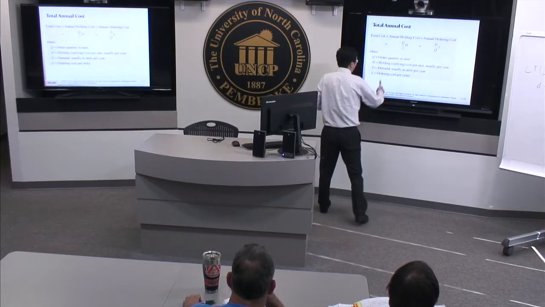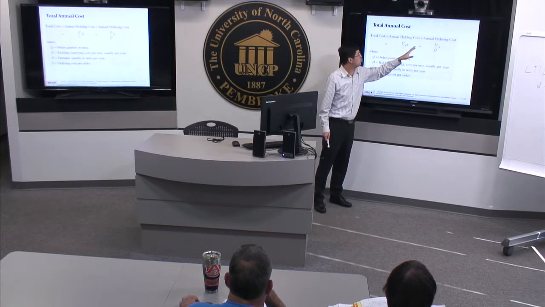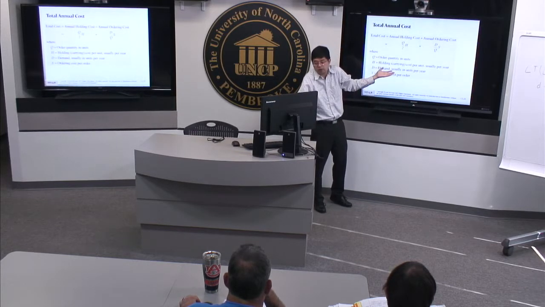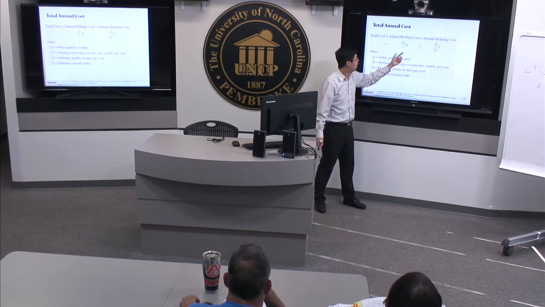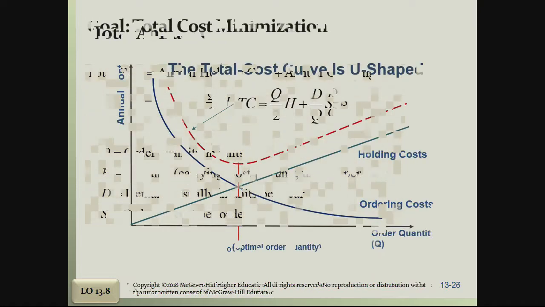So Q is the order quantity. Q is our decision variable. We don't know Q. We want to solve for this Q, right? But H, S, D, we should know those. Like demand, if you have a perfect forecast, you know the D. For S and H, you have to estimate the holding cost and ordering cost pretty accurately.